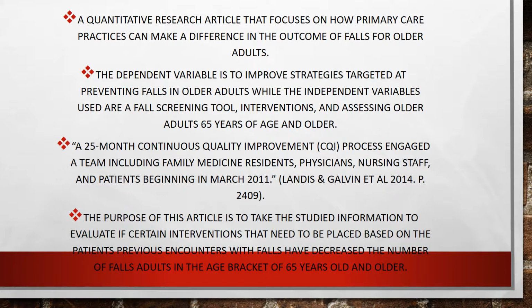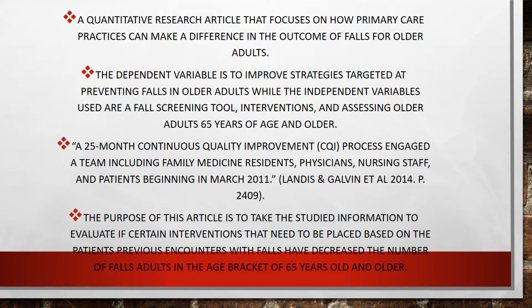A quantitative research article focuses on how primary care practices can make a difference in the outcome of falls for older adults. The dependent variable is improved strategies targeted at preventing falls in older adults, while the independent variables used are a fall screening tool, interventions, and assessing older adults 65 years of age and older.